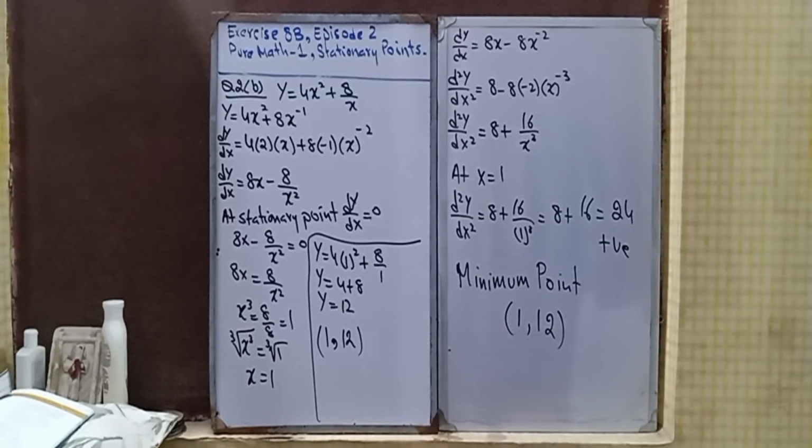Question number 2, B part. This is exercise 8B. This is the second episode on this exercise, and we are doing the Pure Mathematics 1 course book. The topic today is stationary points from further differentiation. My name is Ferhan Mazher and I am from Sargodha. Sargodha is a small city in Punjab, Pakistan.